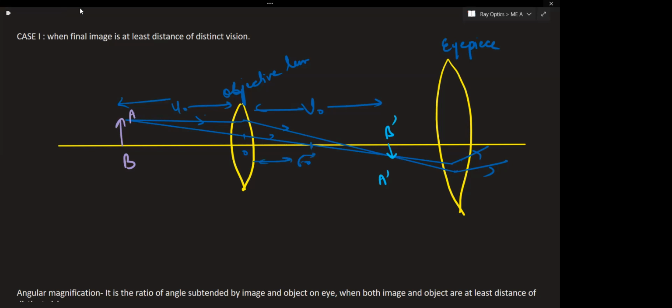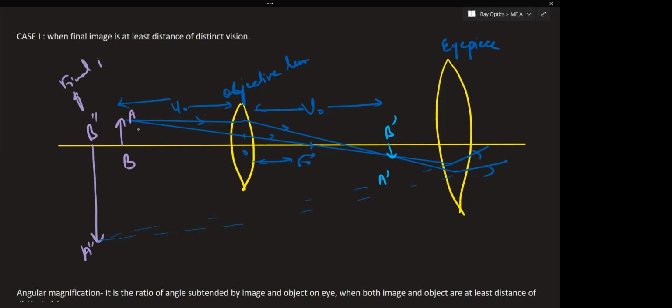But see, now since this eyepiece is present, we have to produce this one. It will meet somewhere. Let's say at this point it is meeting. So see here, you are getting a larger image. Let's say this is A double dash B double dash. This is the final image that is formed. And this is formed where? At the least distance of distinct vision.